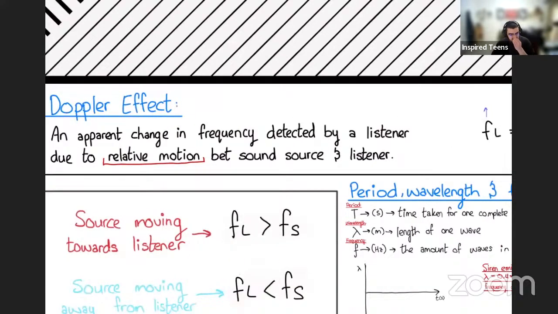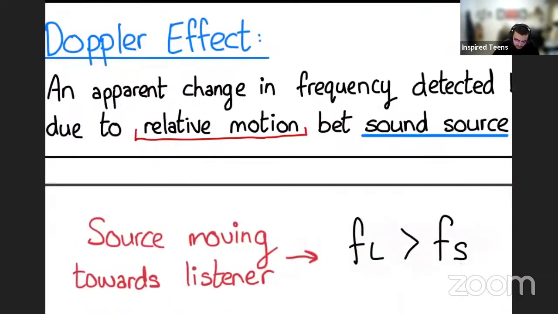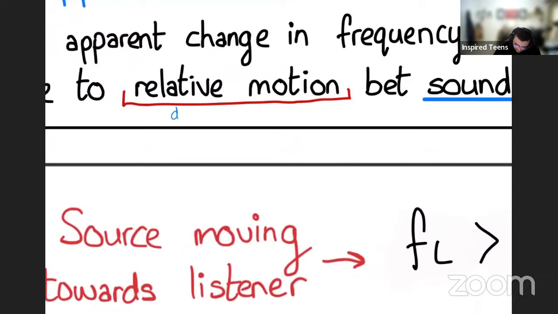An apparent change in the frequency detected by the listener. Here we have two things: a sound source and a listener. The sound source could be, for example, an ambulance, or a siren, or anything that emits a sound. And the listener is the person or the detector that is taking in the sound. So we're talking about what frequency is detected by the listener when there is relative motion between the sound source and listener. The important thing here is that relative motion means that they are traveling at different velocities.